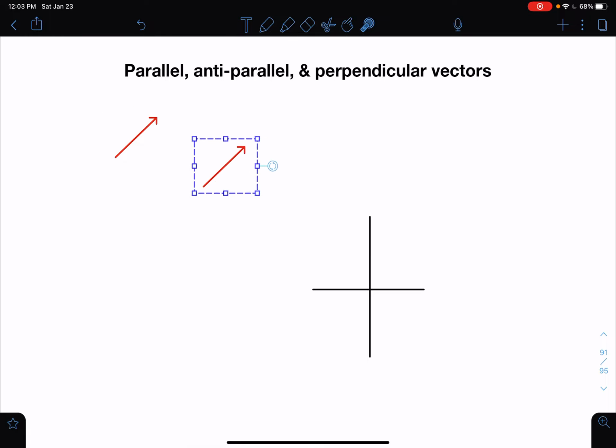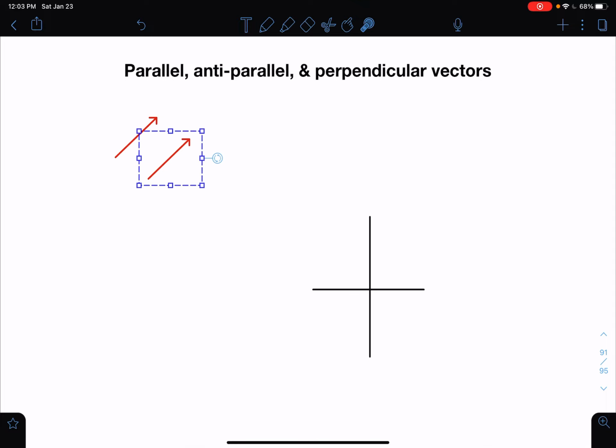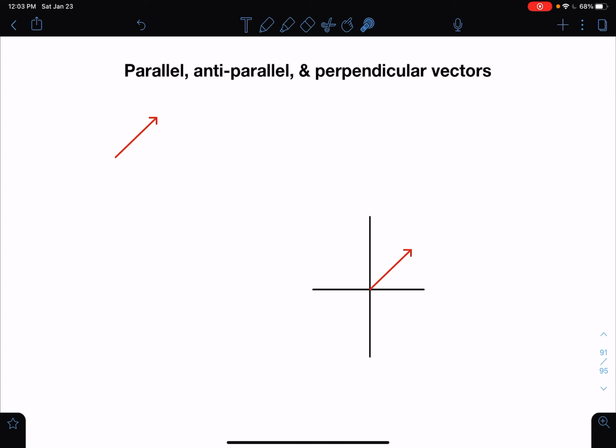And as I move this vector around, it's always pointing the same direction. Doesn't matter where I put it. It's the same direction. That makes it parallel to this original vector. Okay, so these two vectors are parallel. And it doesn't matter where I put it in relation to anything else. Right there, it's still parallel to that original vector. Right there, still parallel. It doesn't matter. What matters is the direction that it is pointing. Okay. Let me go ahead and put it so it's just coming straight out of the origin.